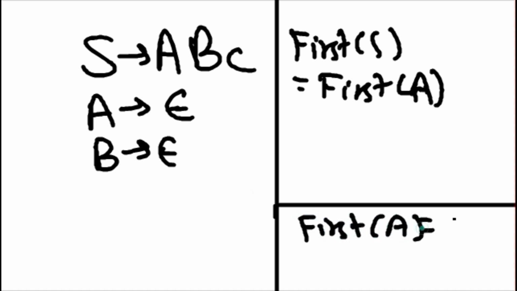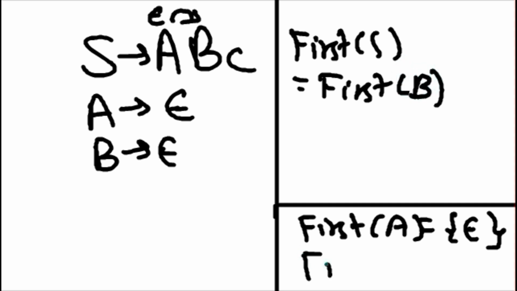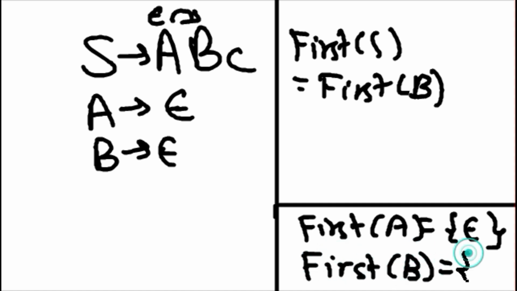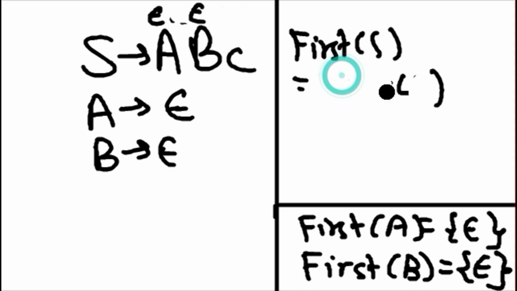First of A is equal to epsilon. Since this is an epsilon, we will cancel first of A and move on to the next one, which is B. Now what is first of B? In this case, first of B is also an epsilon, so you will again cancel first of B, because you don't want an epsilon. You will go to the next one, which is C.